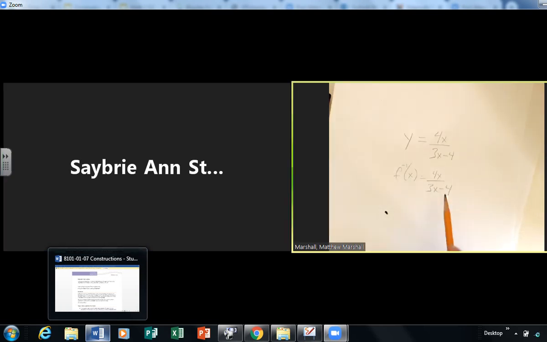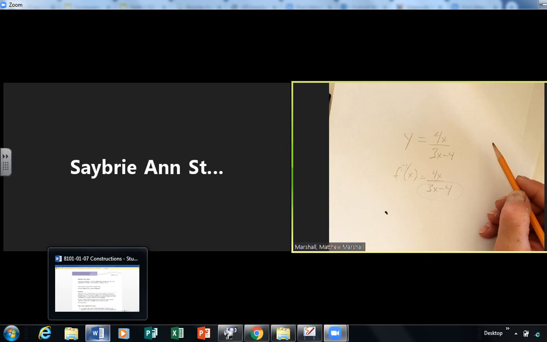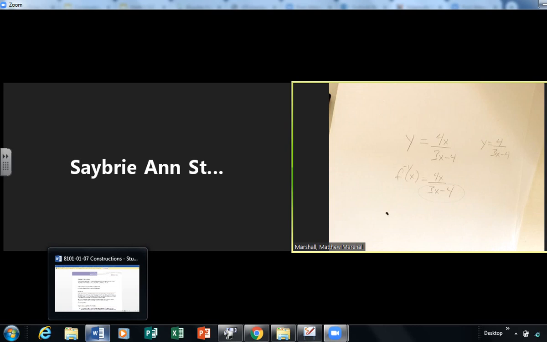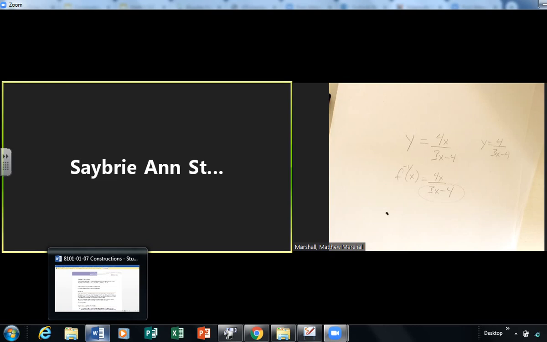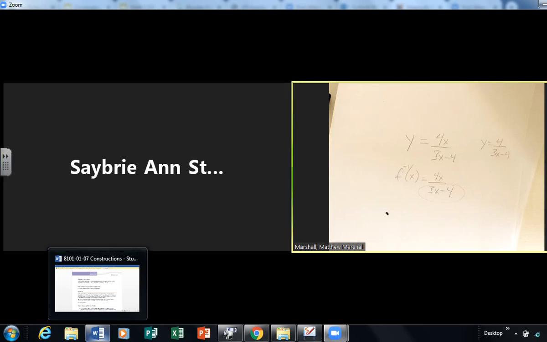And then the domain, you're finding that one. And then the range, going back to the very original, what was the original? The original was 4x over 3x minus 4. Wow, what was that? That's really weird. Well, I guess so. The domain and the range are going to be the exact same because this was the original function right here. And then this is the inverse function, almost exact same.